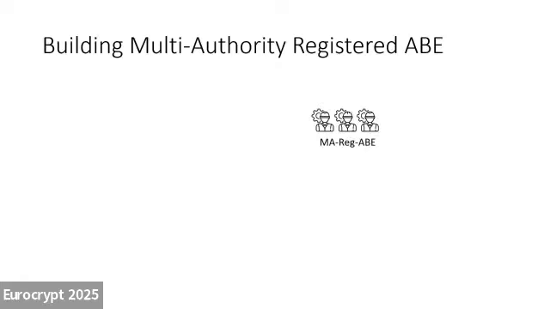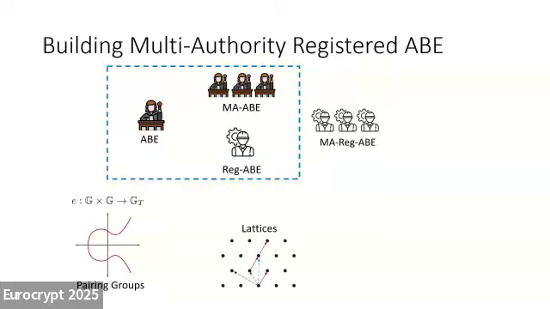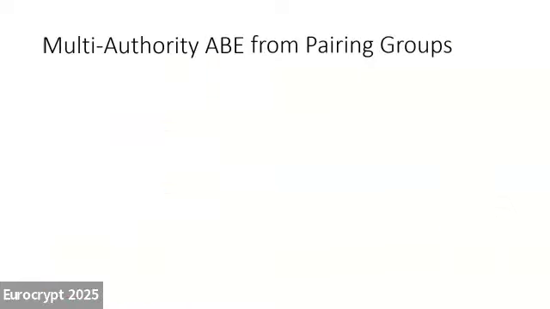So just for a bit of background, just like ABE, both multi-authority and registered ABE have been built from a variety of crypto assumptions, notably pairing groups, lattices, and some forms of obfuscation. For the purposes of this talk, we'll be focusing on just the pairing group setting. So let's start with just multi-authority ABE.